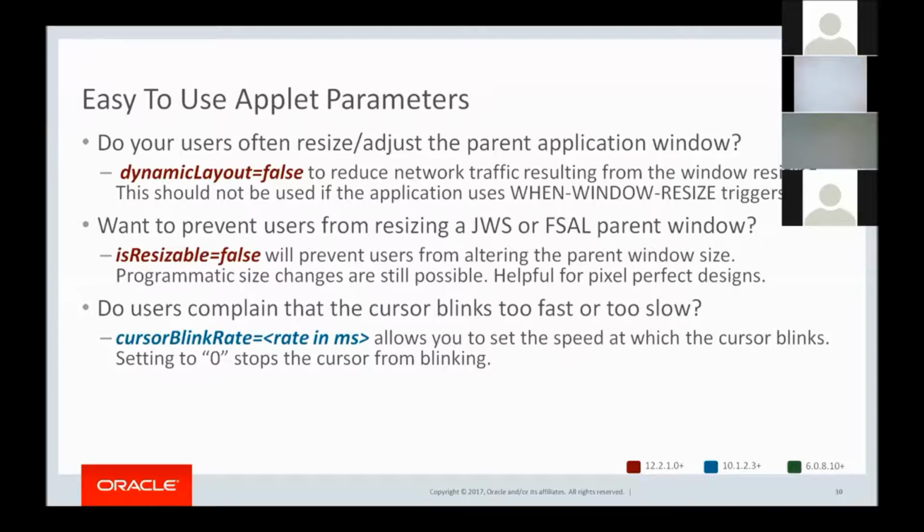You do have control of the cursor blink rate. So how fast is the cursor blinking when it's in a text field? You could set the value to 0 and stop it from blinking altogether and just have it on all the time. Some users like that. Because these are applet parameters, you can allow the user themselves to set these. So in other words, they could set these on the URL or the request for the form. So that's kind of nice.